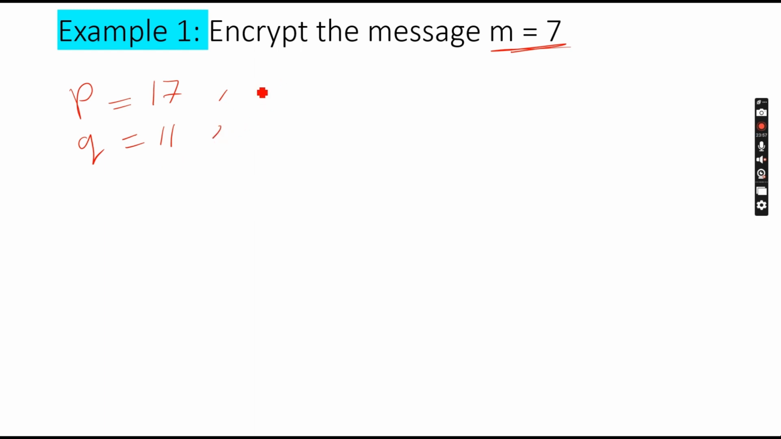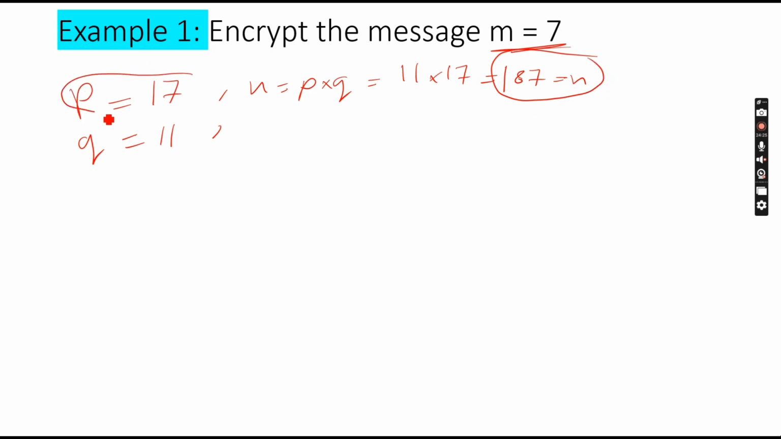Then we should calculate what? N, where N equals P multiplied by Q, and this equals 11 multiplied by 17, which is equal to 187. So this is N. Okay, so we find N, we have P, we have Q.